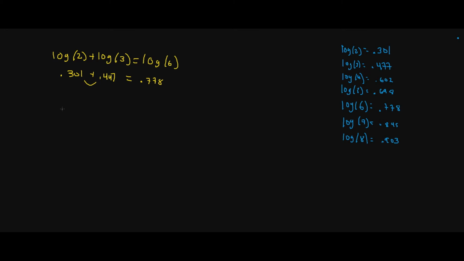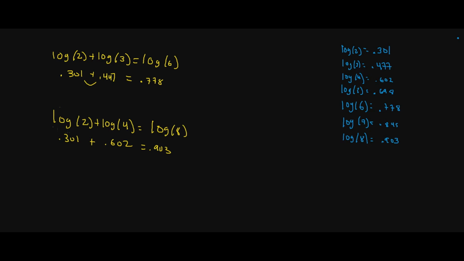All right, let's try something else. Let's try log of 2 plus log of 4. What would that equal? Well, log of 2 is the same, it's 0.301. Log of 4, looking at my table over here, is 0.602. If you add these on your calculator, you get 0.903. Looking at the table, that's log of 8. So I know this is log of 8.